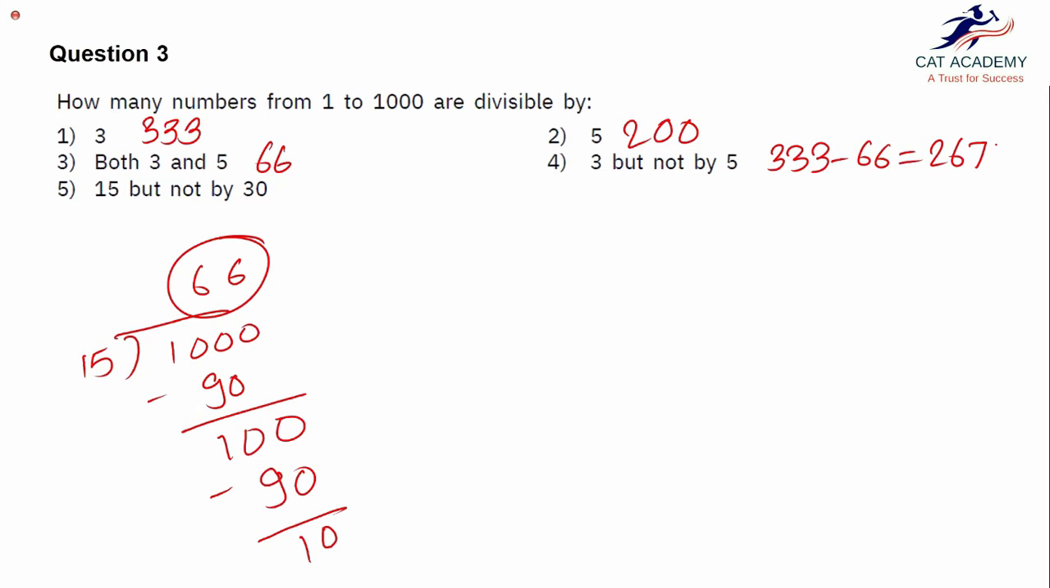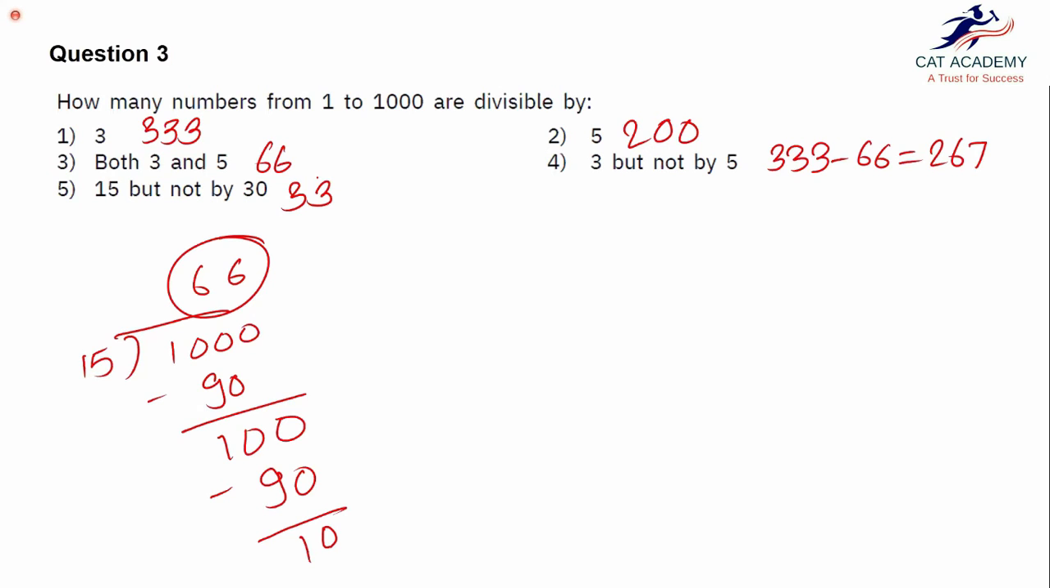So there are 66 multiples of 15, half of which will be odd, half of which will be even. So half of it will be divisible by 30, half of it will not be divisible by 30, because any odd multiple of 15 is not divisible by 30, and any even multiple of 15 is divisible by 30. So out of 66, 33 will be odd, 33 will be even. So the answer is 33. Direct, right? Clear, everyone?